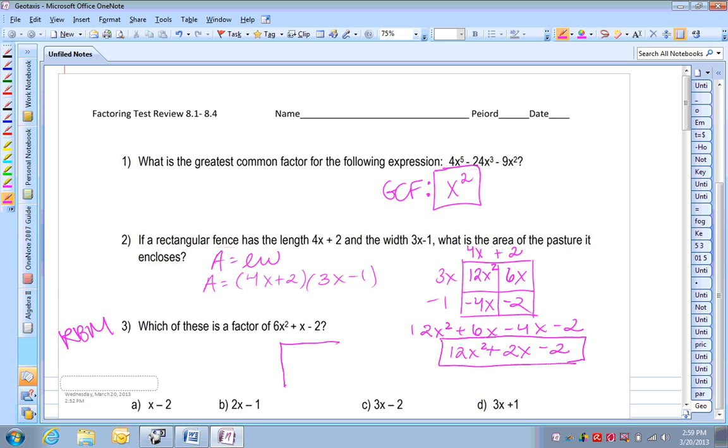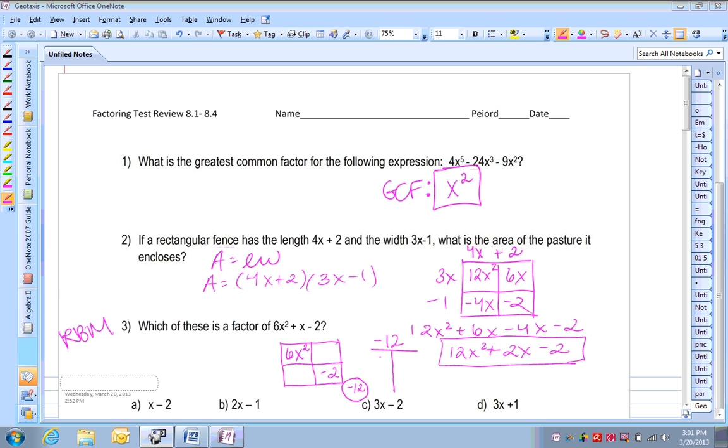So by reversing the box method, we draw our box, and we put 6x squared in the upper left-hand corner, and then negative 2 in the bottom right-hand corner. Then we multiply. So we're going to multiply 6 times negative 2, and we get negative 12. And now Sergio is going to tell us what the factors of negative 12 are.